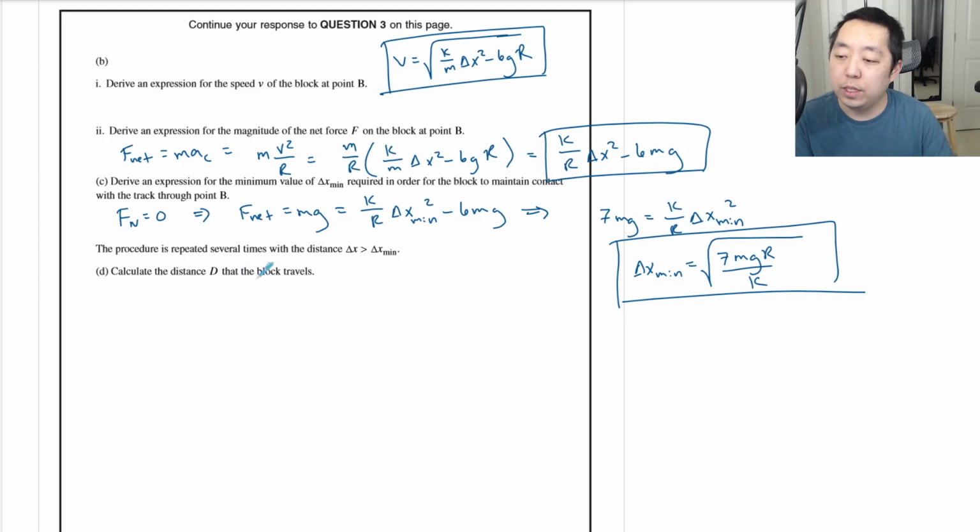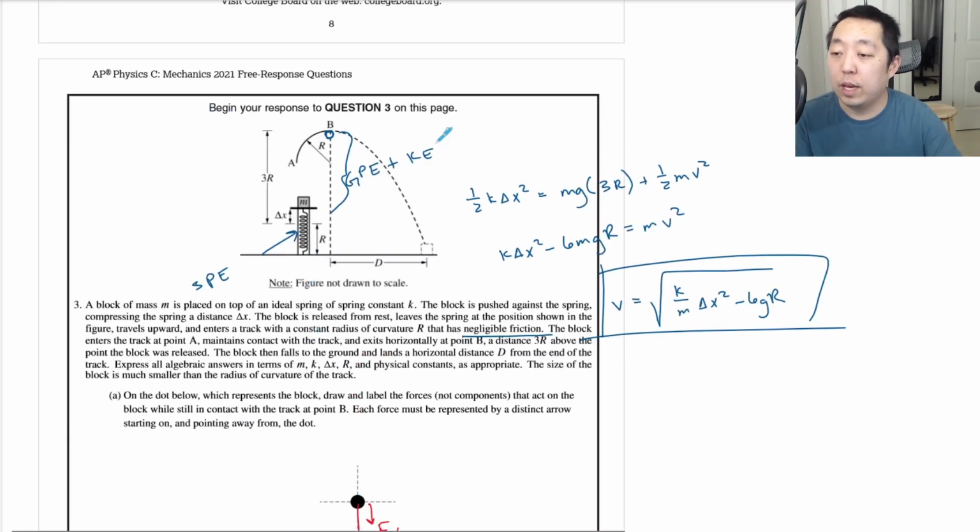The procedure is repeated several times with the distance delta x greater than delta x min. Calculate the distance d that the block travels. Okay, so now if we look at the motion, we have an initial velocity, and now we're subject to projectile motion, right? We found what this initial velocity is. It's equal to this thing here. And so now we just say it's going to fall a distance of 4r, and we want to figure out how long it's going to travel. So we need to find the time it takes to fall that 4r.